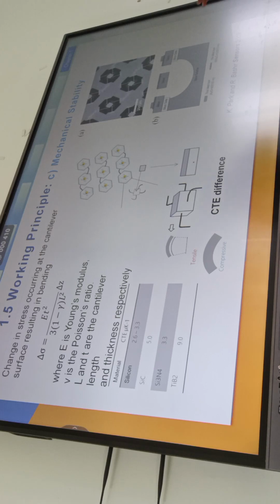So here, for reference, we have taken silicon as the substrate material, on which we are doing the coating of the materials. And why? Because of the coefficient of thermal expansion: silicon has a lower coefficient of thermal expansion, on which we are doing the nanocomposite coating, like SiC, Si3N4 or TiB2, which have higher values of coefficient of thermal expansion. So which one will perform better?